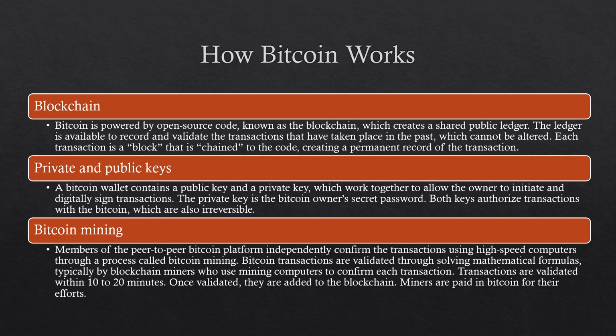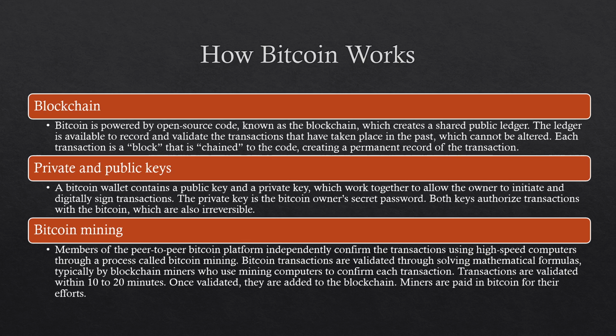Now, in terms of how to create more Bitcoin, there is Bitcoin mining. And so members of the peer-to-peer Bitcoin platform independently confirm the transactions using high-speed computers through the process called Bitcoin mining. Bitcoin transactions are validated through solving mathematical formulas, typically by blockchain miners who use mining computers to confirm each transaction. Transactions are validated within 10 to 20 minutes, and once validated, they are added to the blockchain. The miners are then paid in Bitcoin for their efforts.